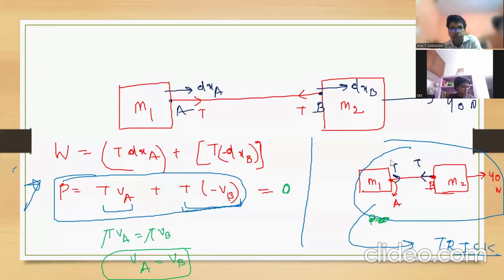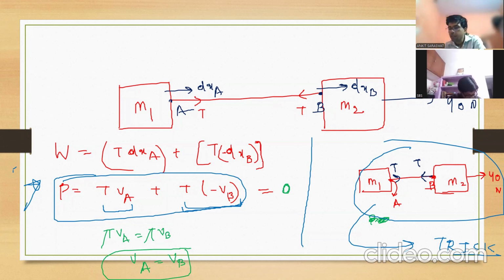So we have started this concept: net work done by the string is zero. Simply, work done by the string is zero. So this is clear to you? Again, I will explain. Yes. Okay.